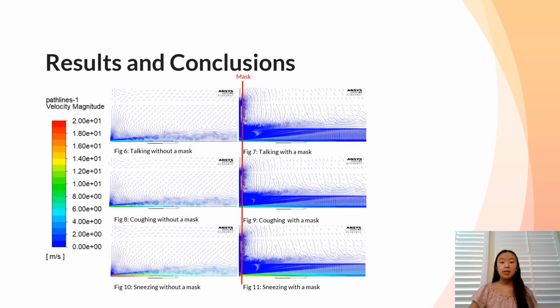So these are my simulation results for the talking, coughing, and sneezing cases. The x-axis represents the distance in the axial direction, and the y-axis represents the distance in the radial direction. The colors in the plots describe the velocity at a certain distance. Red is a high velocity and blue is a low velocity.